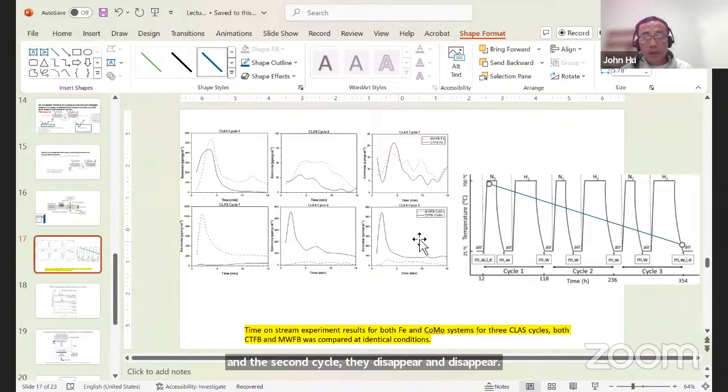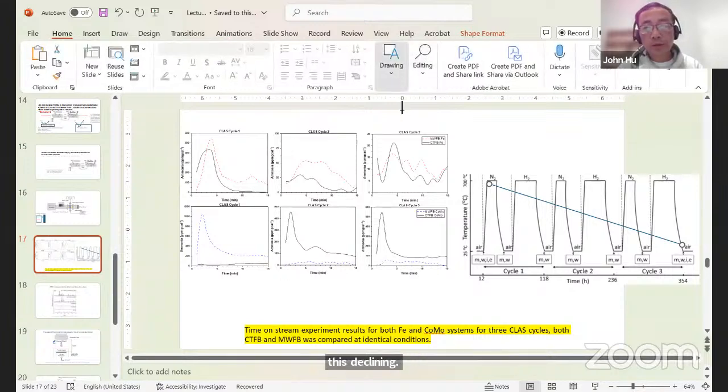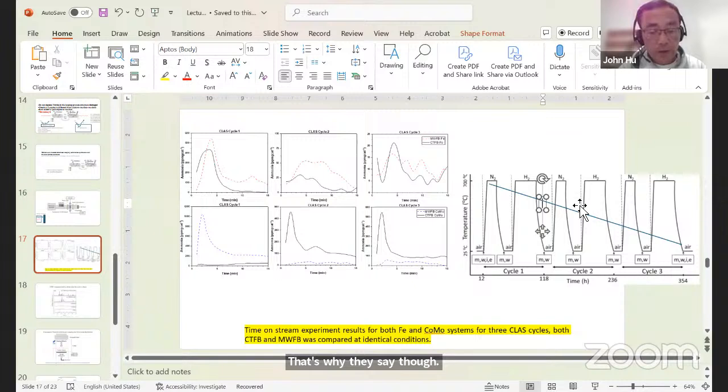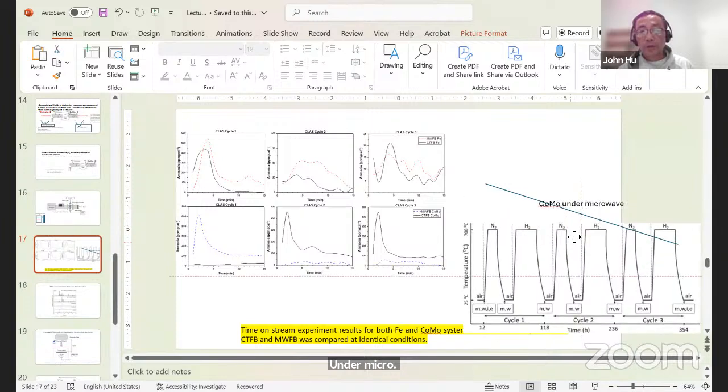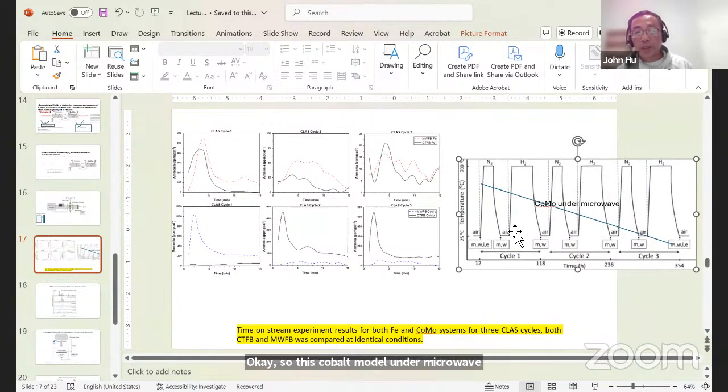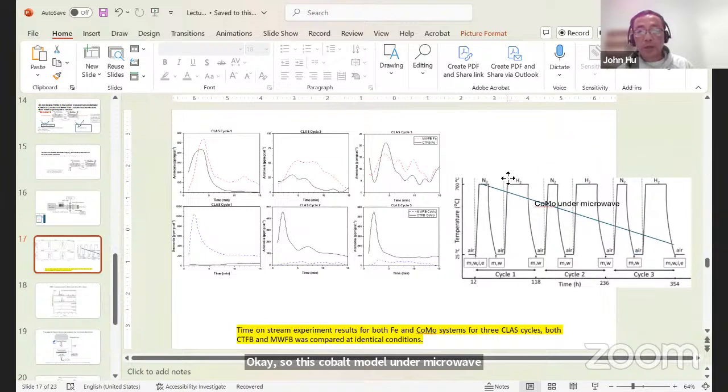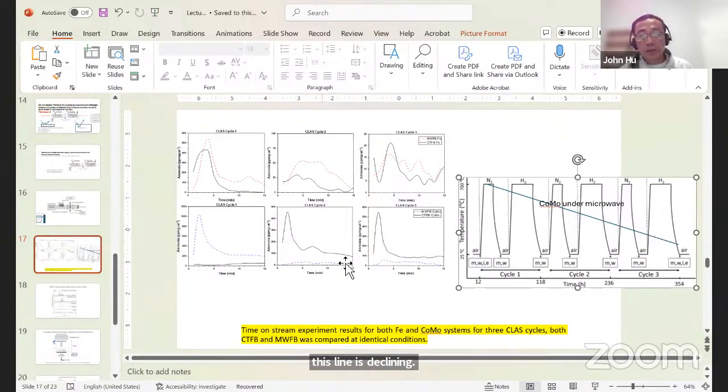But iron, this is under microwave. Under thermal, it's stable. You see you have a thermal, so that means it's declining. I'm going to write it: the cobalt moly under microwave. This line is declining because they can only barely run one cycle. The second, third cycle, essentially they die.